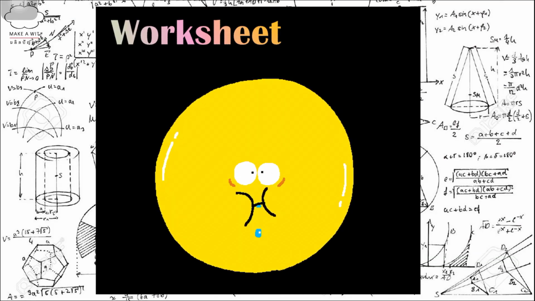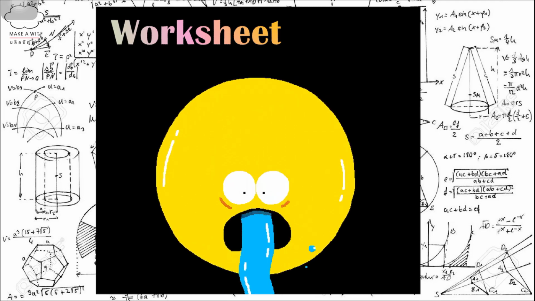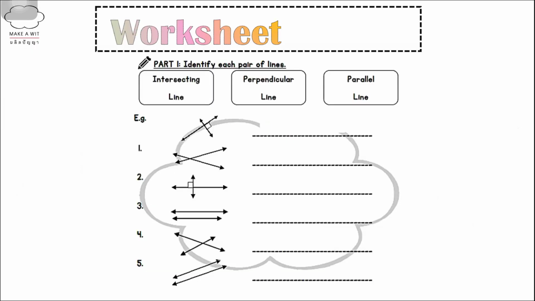Okay, it's time for the worksheet. Let's do it. All right, we can do it. Come on. Let's see. Part 1, identify each pair of lines. Now, it will be intersecting lines, perpendicular lines, and parallel lines. So, intersecting lines meet at a point, right? Perpendicular lines meet at 90 degrees, and parallel lines never meet.